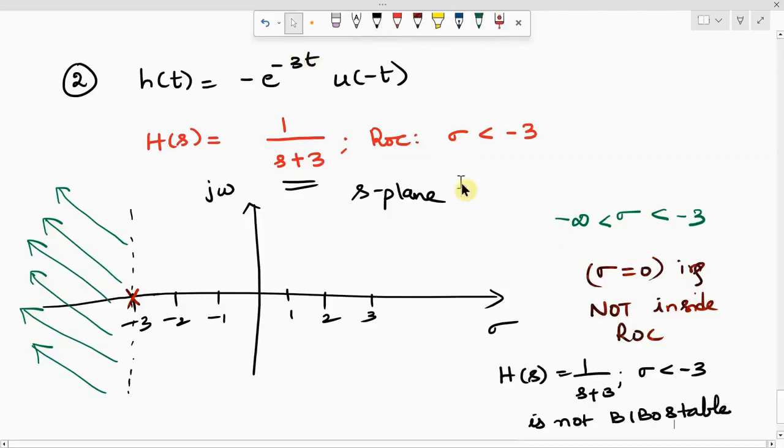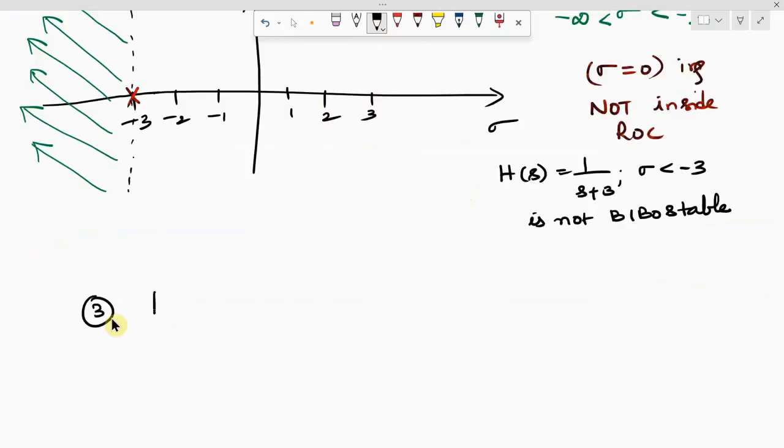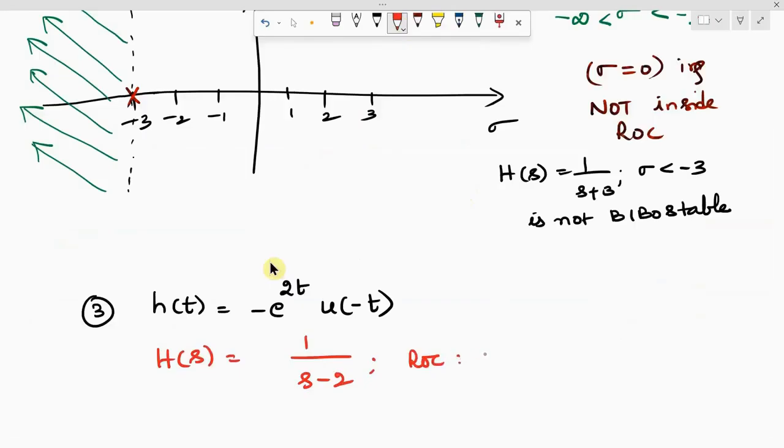Now, let me show you one more example. h of t equal to minus e power of 2t u of minus t. Now tell me the transfer function H of s for this. 1 by s minus 2. And what is the ROC? Sigma less than 2.